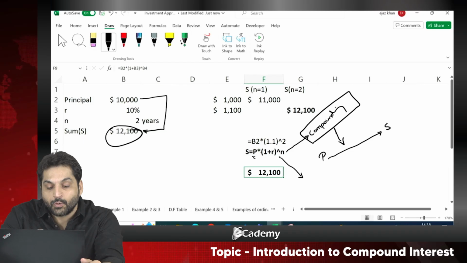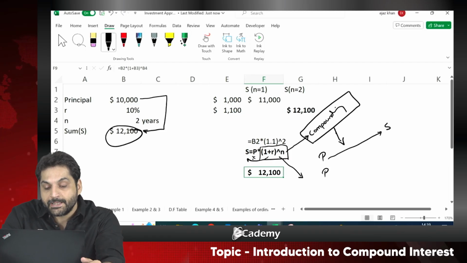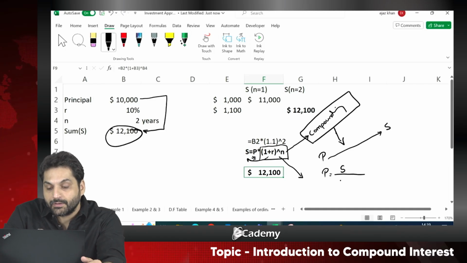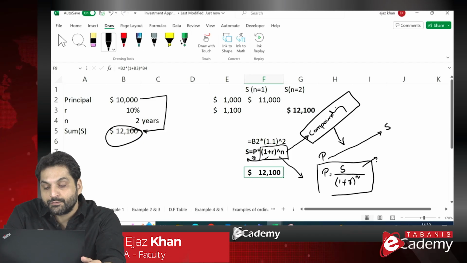So as you know that this whole factor is being multiplied on this side, and if something is multiplied on one side, it will be divided by the other side. So if we keep it as P, then we have to divide S by the factor which was earlier multiplied by P. So it will be 1 plus R raised to the power n. So this formula can be used to find out P.